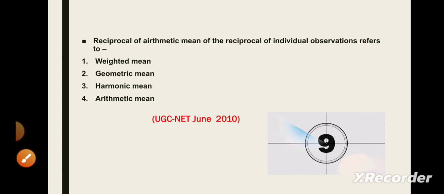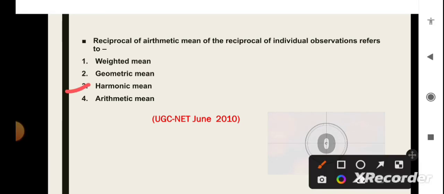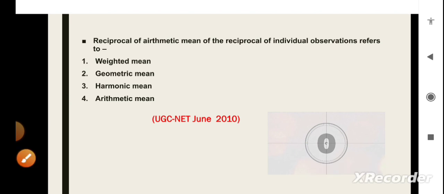Next question is, the reciprocal of the arithmetic mean of the reciprocals of individual observations refers to which of the following? And here the correct option is option 3, that is harmonic mean.